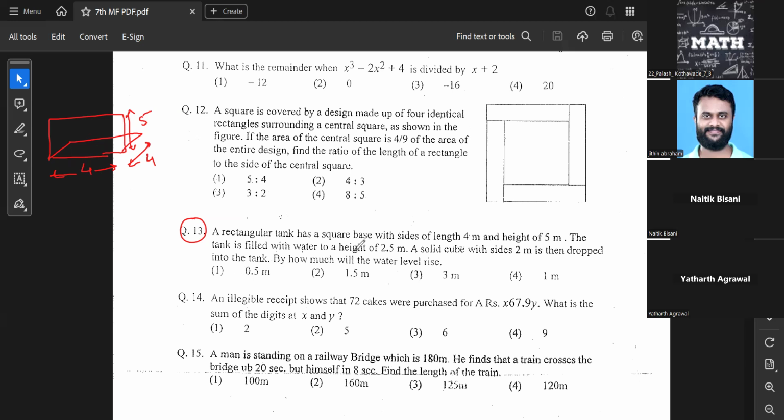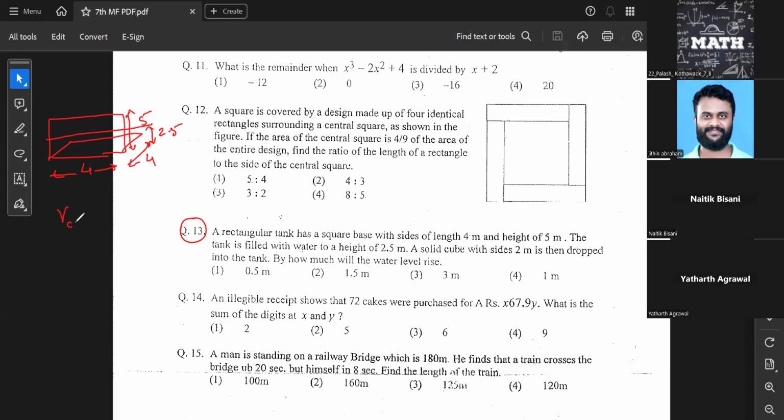Now the tank is filled with water to a height of 2.5. A solid cube with sides 2, since it is a cube, which means all the sides will be 2 itself, is dropped into the tank. How much will the water level rise? So first of all, I will have to find the volume of the solid cube, because you should know that if you put anything inside water, the water level will rise. How much will it rise? That depends on how much volume you have put inside. It totally depends on the volume.